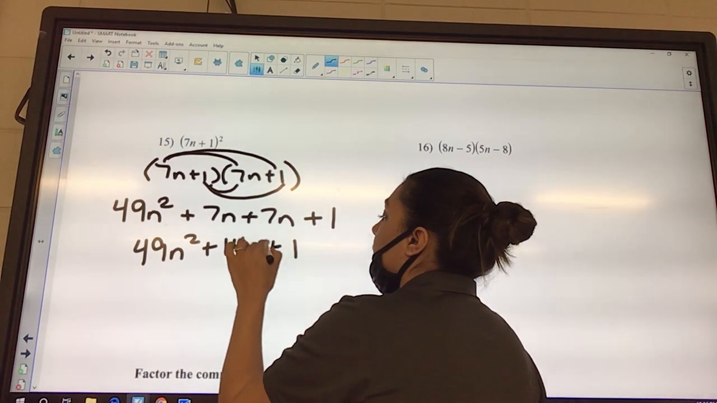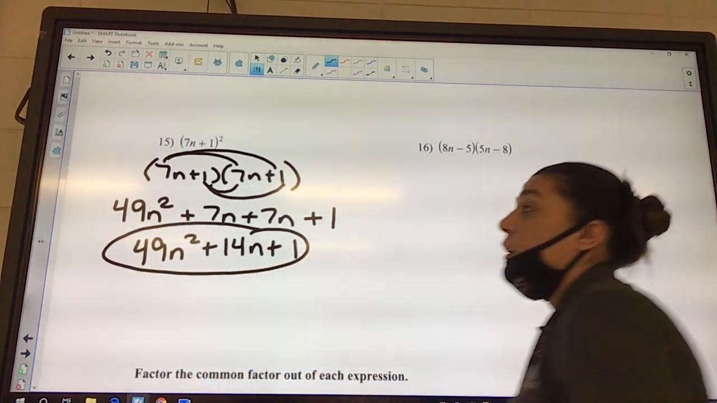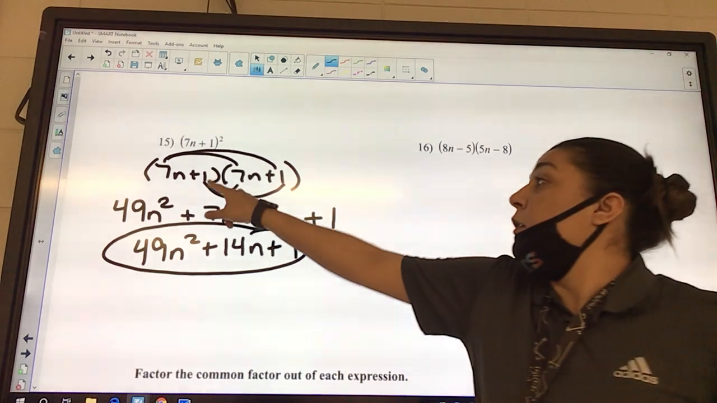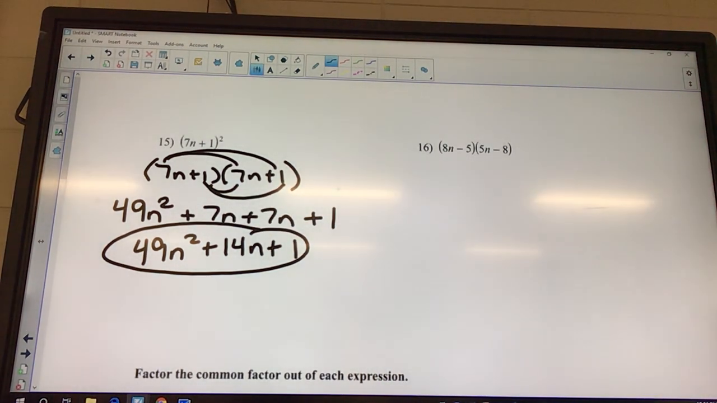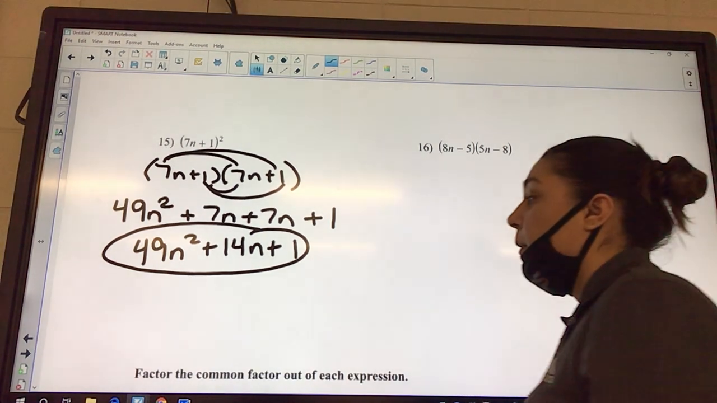Perfect. So where are we getting that 2 from? You were getting a 2 from saying 1 plus 1, but it's not added, it's multiplied.